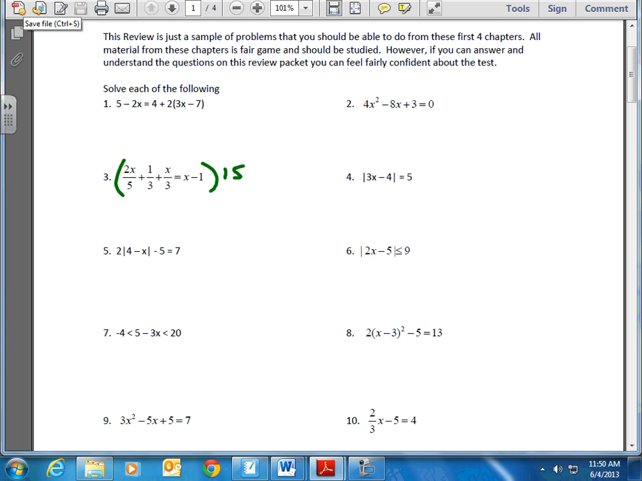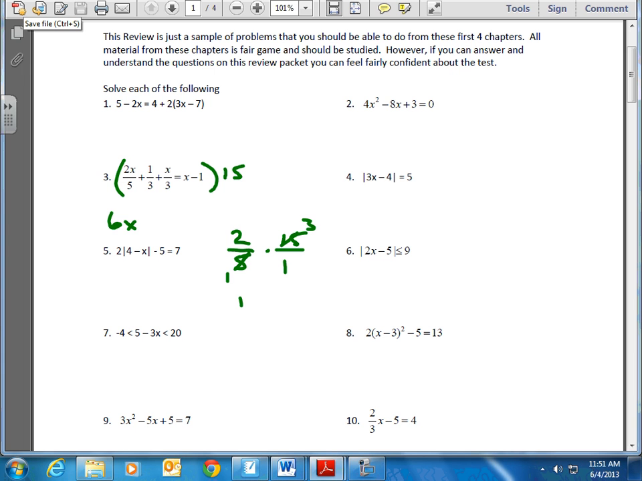Multiplying 15 times 2x over 5. Forget the x for a second. 2 over 5 times 15 over 1. The 5 goes into 15 3 times. The 5 goes into 5 once. That will always happen. Why? Because you picked 15 as a common denominator. Okay? Now I just get 2 times 3, which is 6. Stick the x with it.